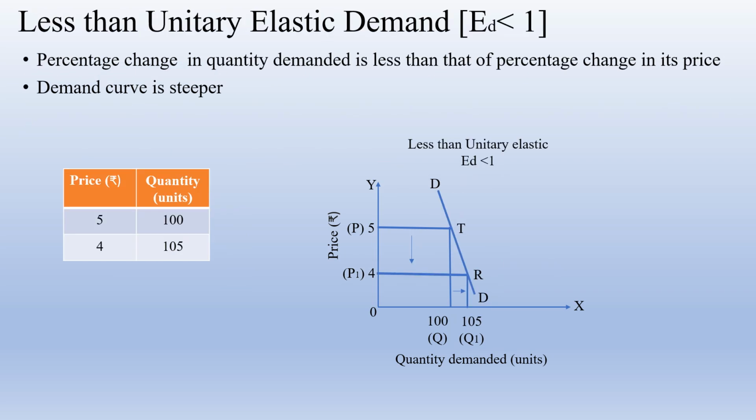Less than unitary elastic demand, percentage change in quantity demanded is less than that of percentage change in its price. The demand curve is steeper. In this case, price 5, then quantity demanded 100. Then the next case, price decreases to 4, then the quantity demanded increases to 105. That means percentage change in quantity demanded is less than that of the percentage change in its price.